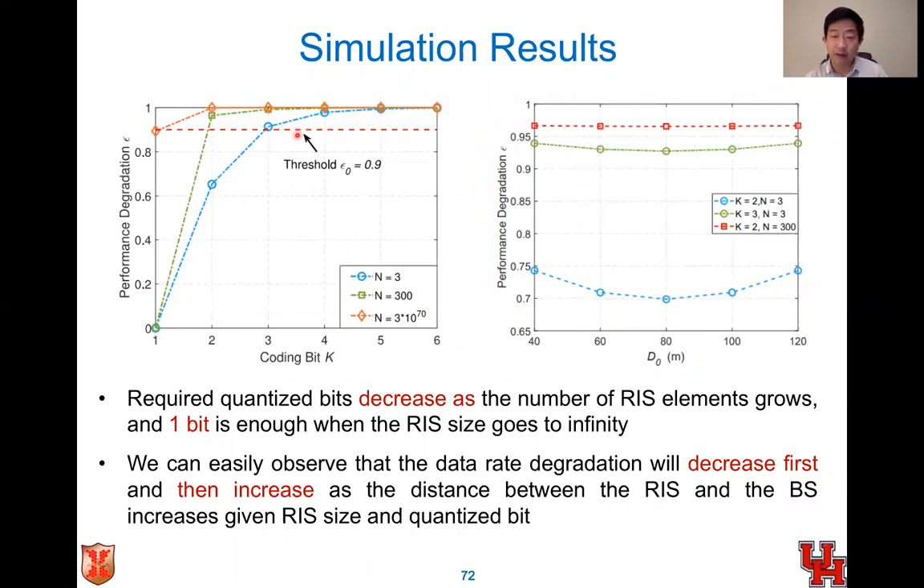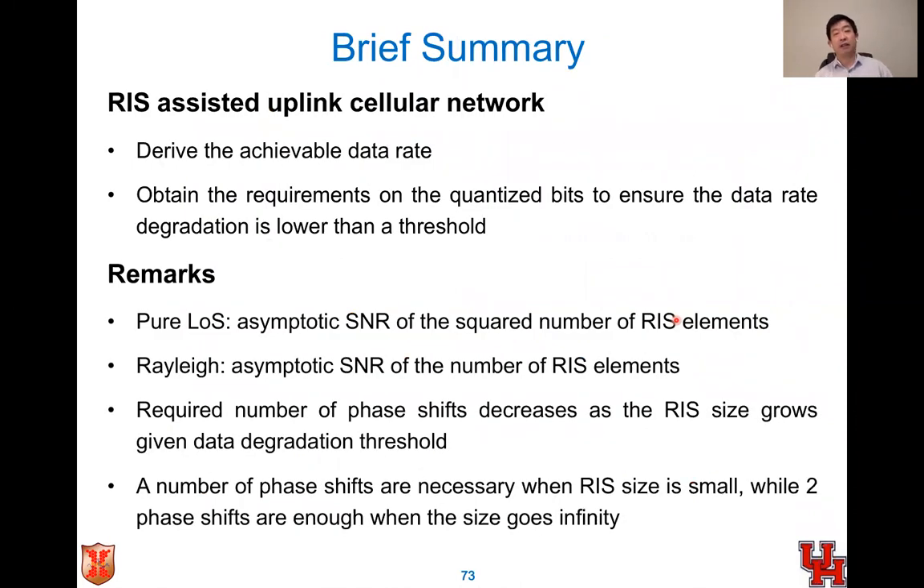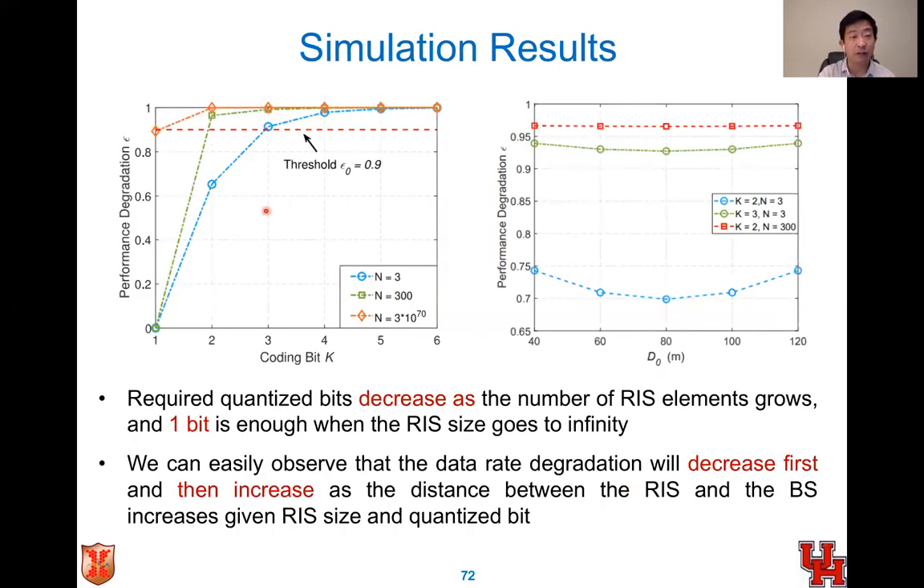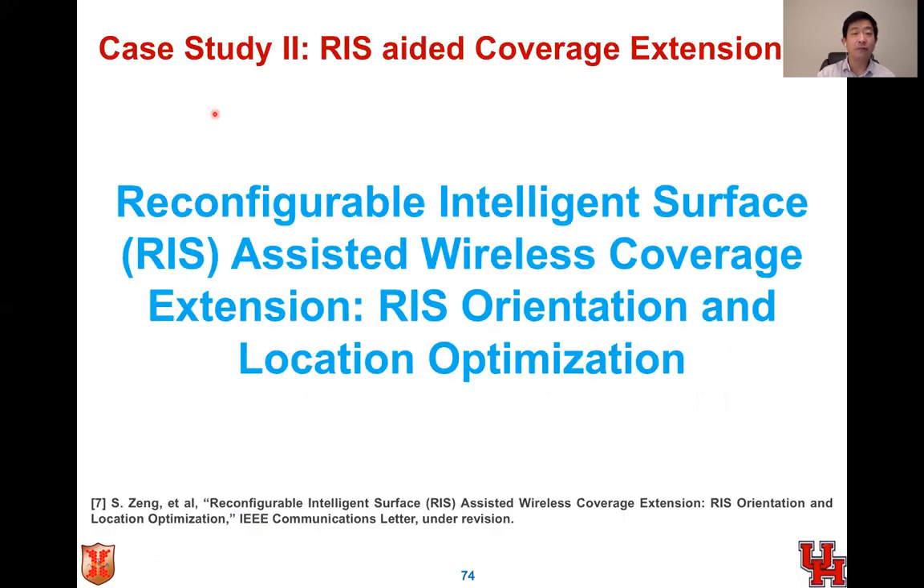On the right-hand side is the location of the RIS, where you should locate it, and the performance. Here is a brief summary. For the RIS-assisted uplink cellular network, we can derive the achievable rate and obtain the required quantization bits. For pure line of sight, the asymptotic SNR is scaled with the square root, and there are some remarks. For the phase shift, you just need a few bits to achieve this. Two phase bits are almost sufficient. If your antenna size is more than 300, two phase bits is good enough.